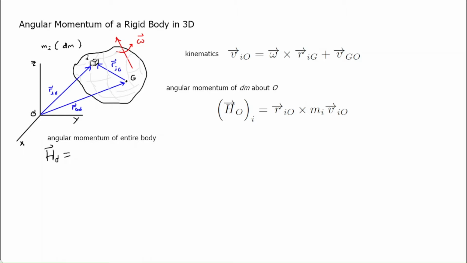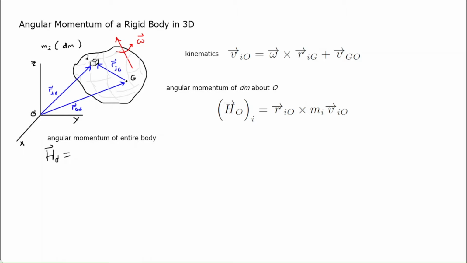Okay, so we're going to need to know the kinematics, like we always do when we do these sorts of analyses. The velocity of point I relative to O, let's just say O is some convenient point, is going to be omega cross r sub ig. That's the relative motion of I with respect to G in the rigid body, plus the velocity of G, the center of mass in this case, with respect to O.